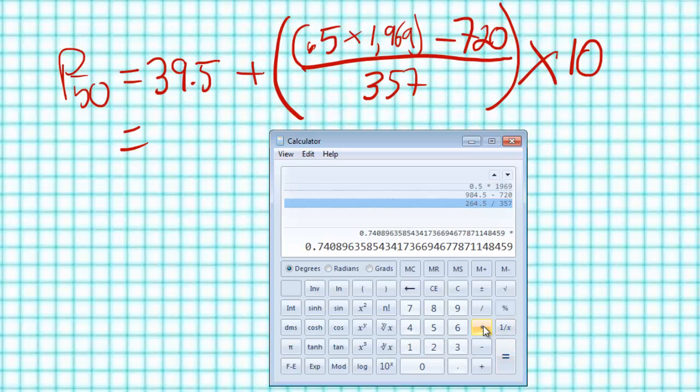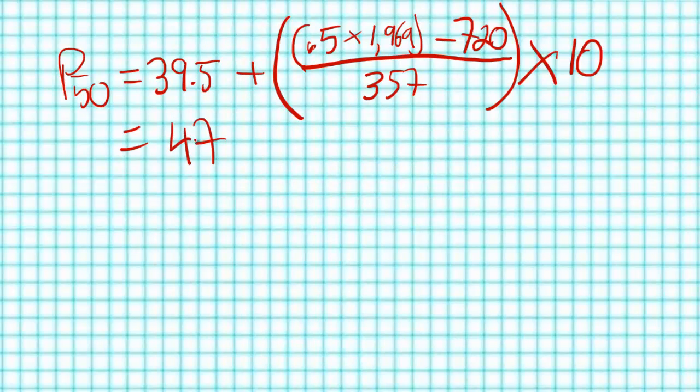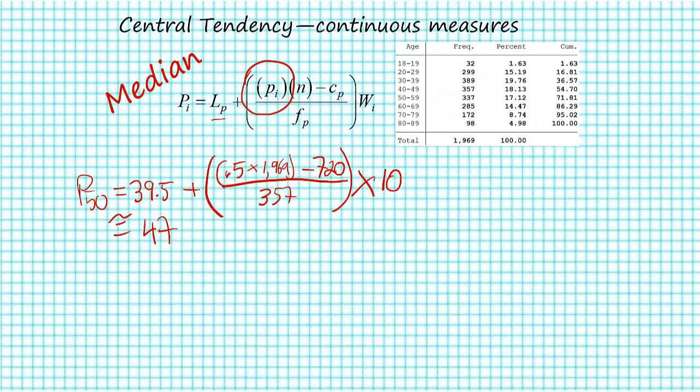My interval is 10 units wide, which means I have to move 7.4 years, and I start at 39.5 years. So my median is approximately 47 years old. And I'll just add that in here. And that's how you can solve this particular problem. Remember, by changing this value p sub i, you can calculate from grouped data any percentile that you're interested in.